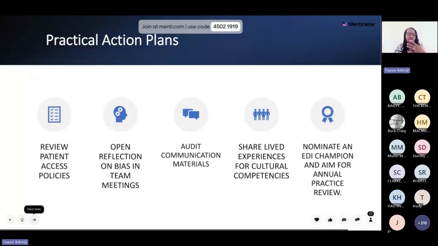I want you to audit your communication materials. And when I'm saying audit communication, it's for both staff and also patients. How are we doing on that communication front, really? And someone rightly said that communication when it comes to changes, or just communication in general management, is something we need to think about. Share lived experiences for cultural competencies.